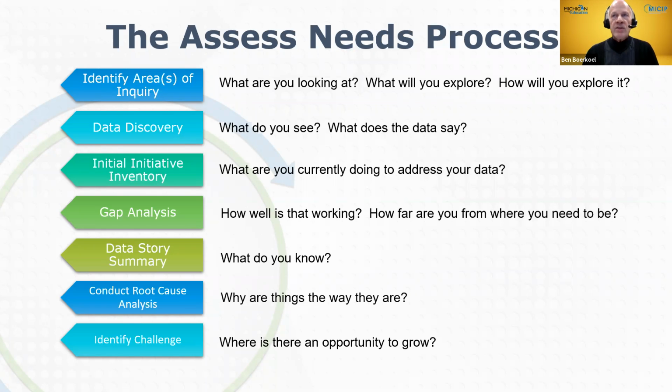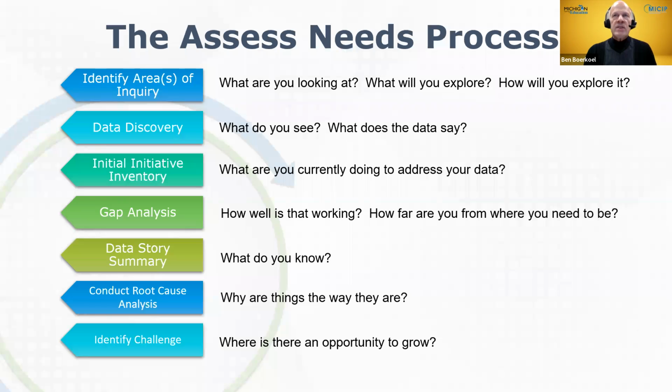And then we summarize all of that information in our data story summary. That gives us the definition of what we're looking at. Then we conduct our root cause analysis that really helps us ask the question, so why are things the way that they are? Why is the what the way that the what is? And then finally from that we say, okay, so where is our opportunity to grow? What is it that we need to address as part of our planning process? So that just is a quick overview of the assess needs process.